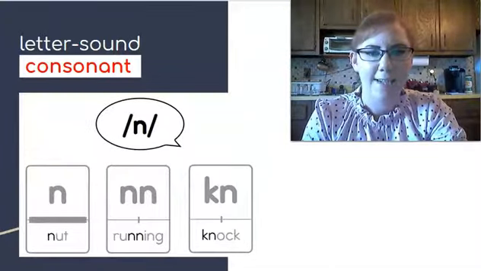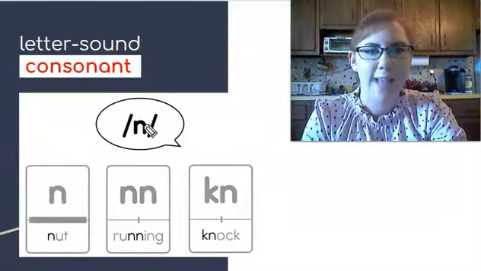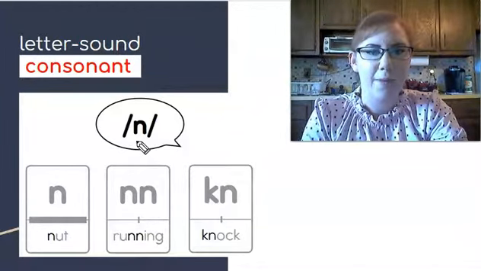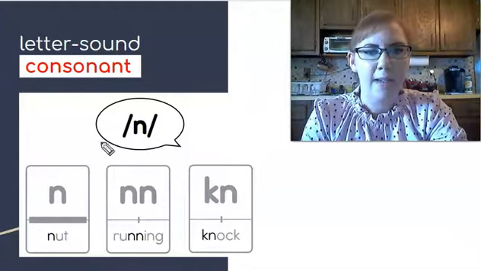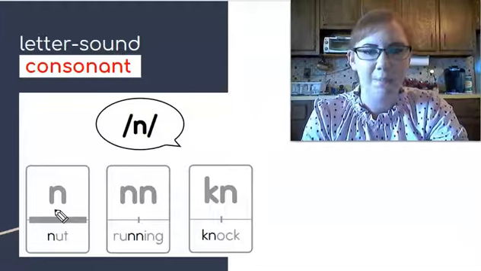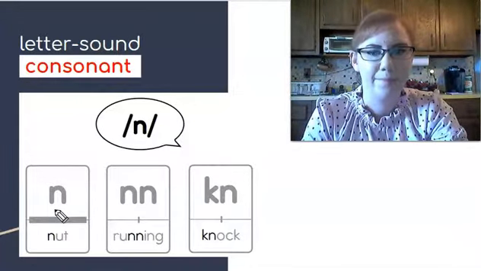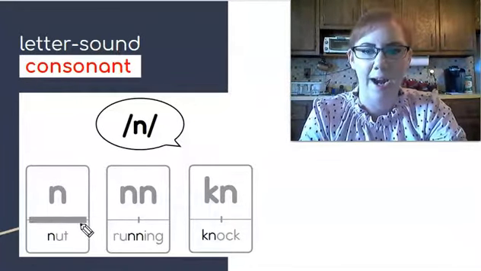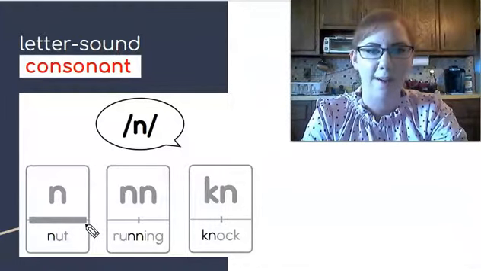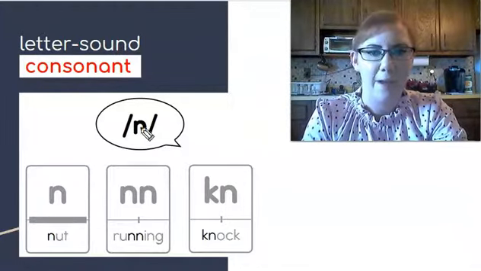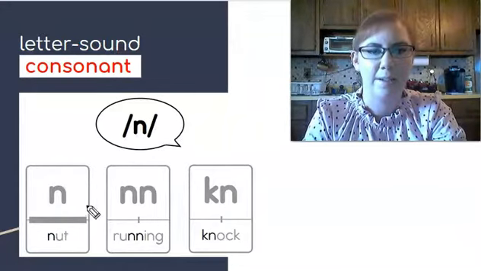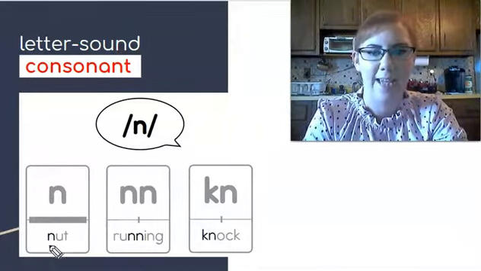Let's look at our next consonant. What sound do we have here? Here we have N. N can be spelled with this letter. What is this letter? This is the letter N. The power bar is almost all the way across. That means it is very common for the sound N to be spelled with an N, like in nut.